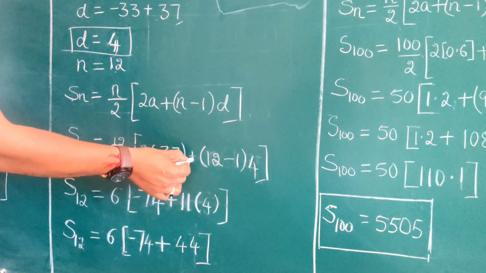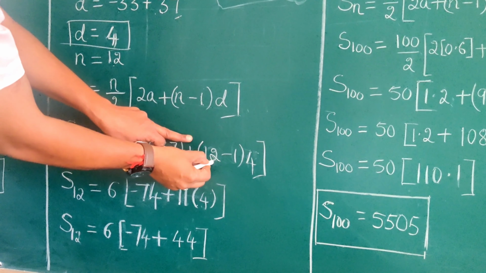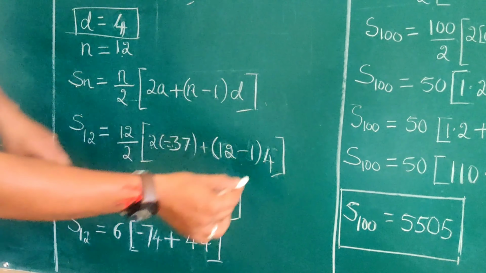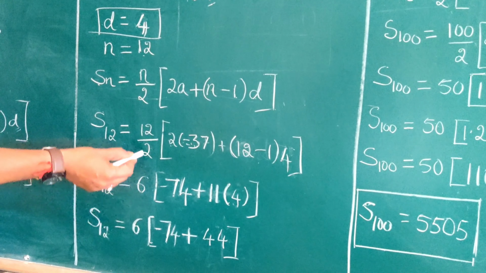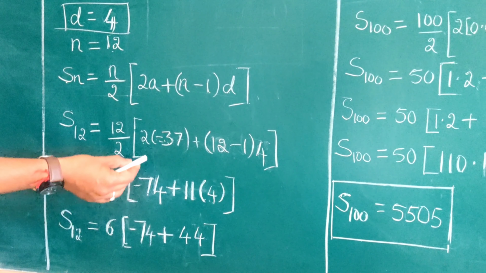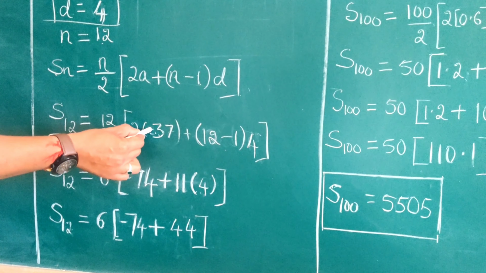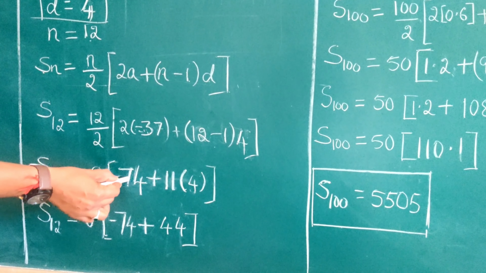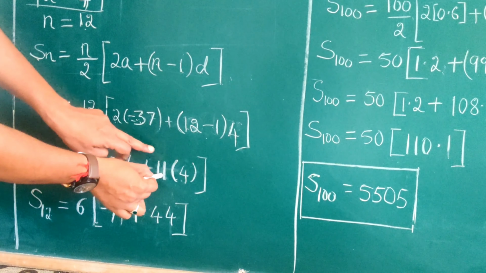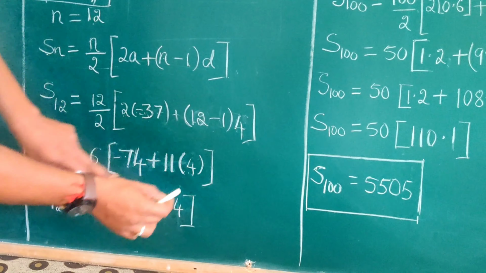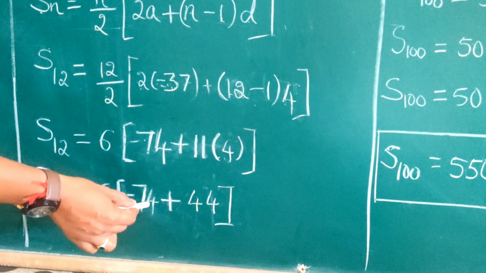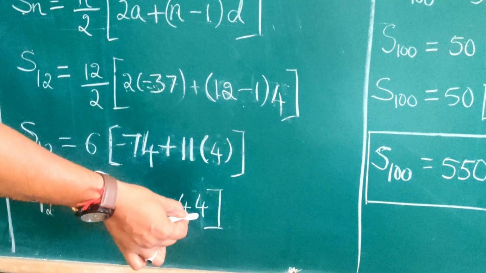Next, what is there? Plus n minus 1, which is nothing but 12 minus 1, into d, which is nothing but 4. So into 4. Now S12 is equal to 12 by 2 is 6 into 2 into minus 37 is minus 74 plus 12 minus 1 is 11 into 4, kept as it is. Now S12 is equal to 6 into minus 74, kept as it is, plus 11 fours are 44.